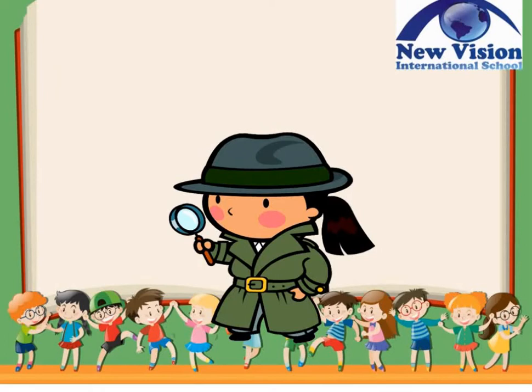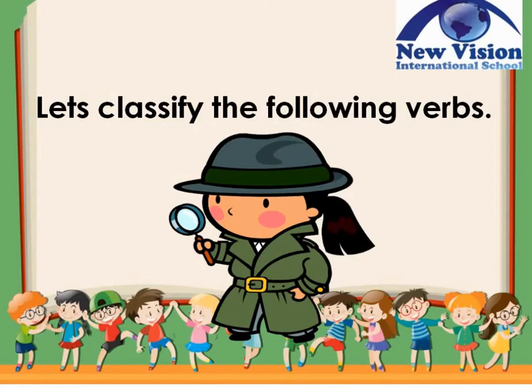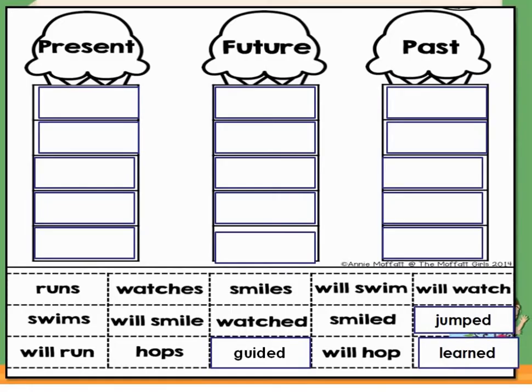Let's practice, kids. Please get your copybook and we will classify the following verbs. These are the given verbs. You will just put them on the column where they belong. Don't forget to pause the video while answering. Time's up. Let's answer this. The first one is runs. It belongs to the present tense verbs because it has an S.